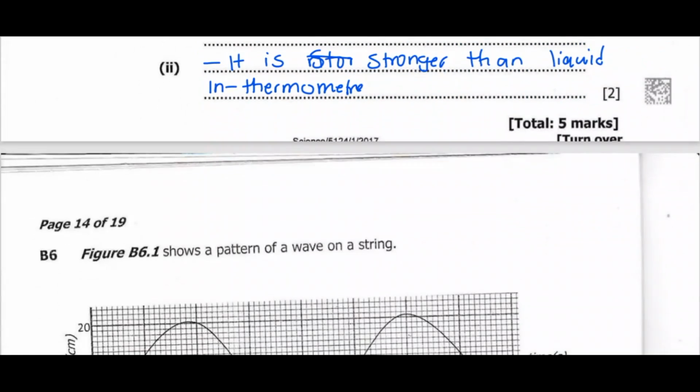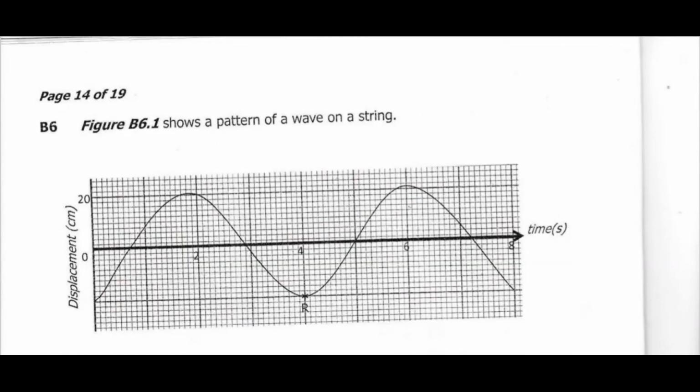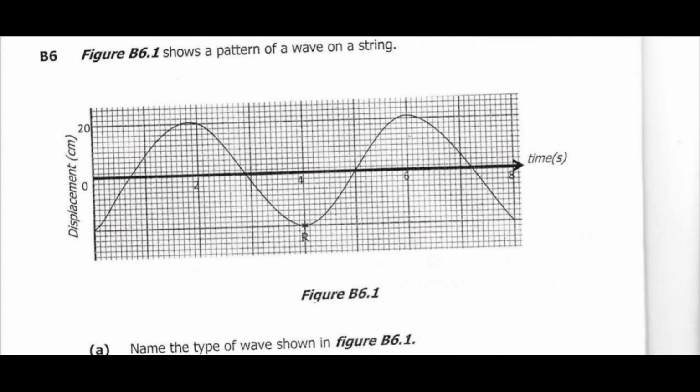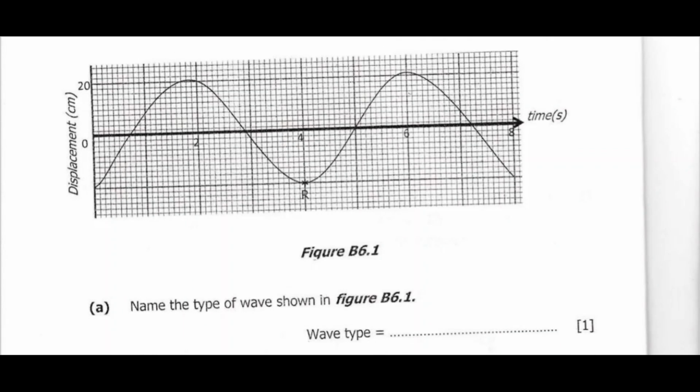Then we move on to question 6. Figure B6.1 shows a pattern of a wave on a string. Name the type of wave shown. So this one is a transverse wave.